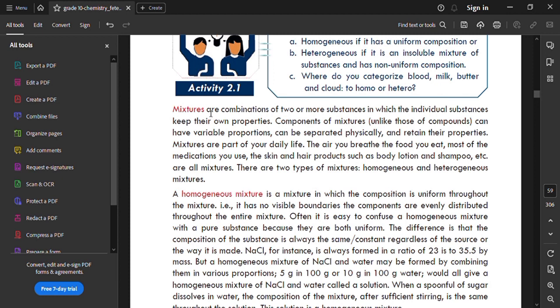So mixture means the combination of two or more substances in which the individual substances keep their own properties. That means when we combine two or more substances, a new substance or new compound is formed. That compound is known as a mixture. For example, if we add salt in water, it is a mixture.